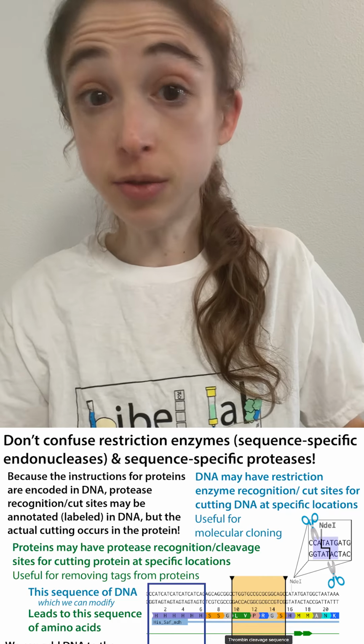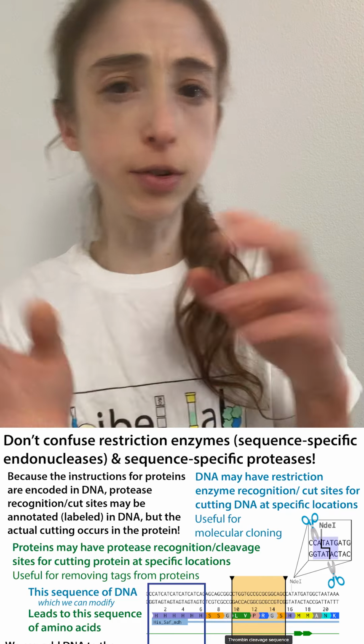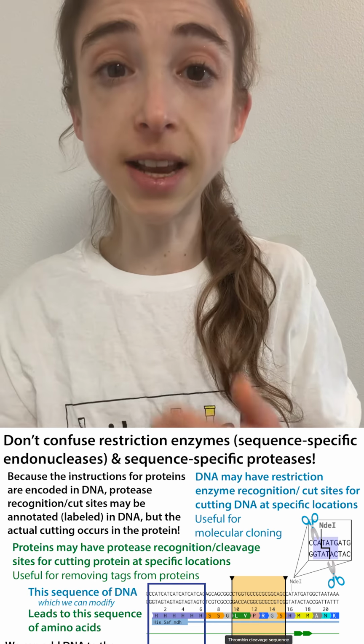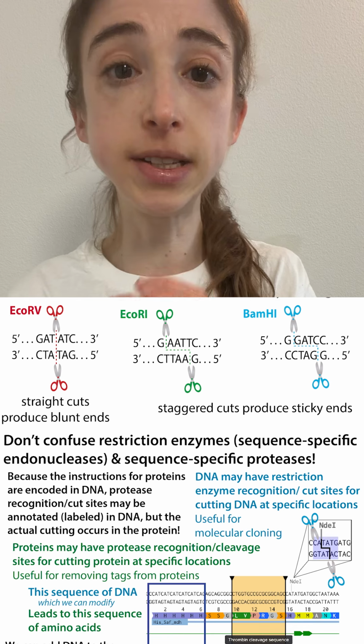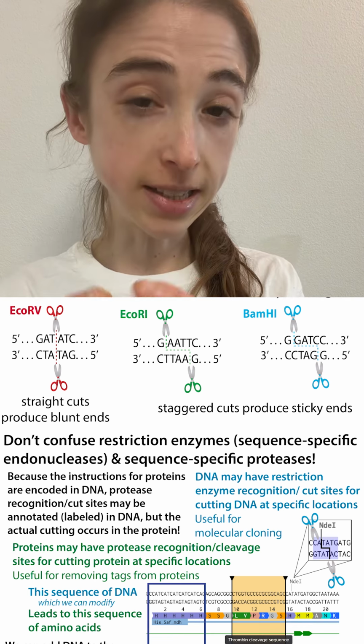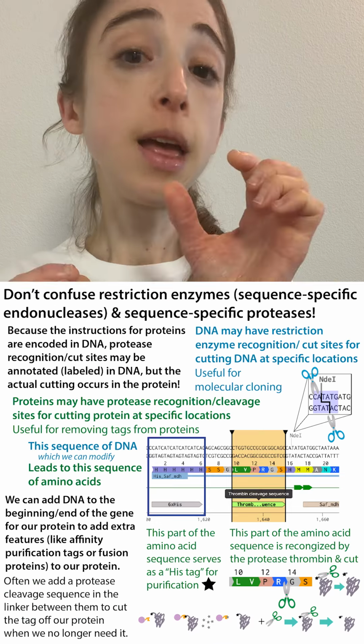A common source of confusion when working with plasmid sequences is restriction enzyme cut sites versus protease cut sites. So restriction enzymes are enzymes that cut DNA at specific sequences. So they're site-specific endonucleases. And more specifically, they cut double-stranded DNA.